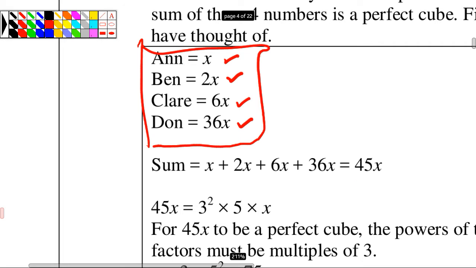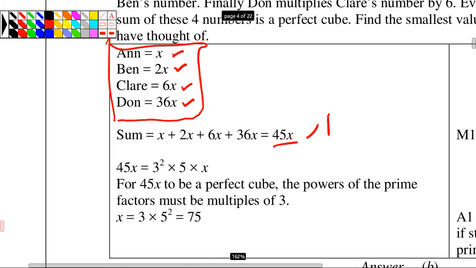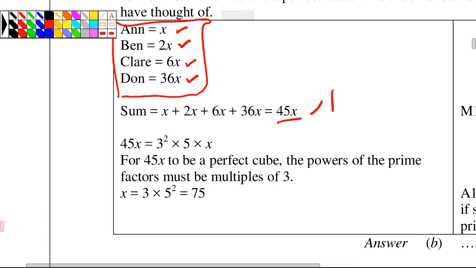Ability to get this is 1 mark. You write the 4 things, no mark. But you add everything together, 45x is 1 mark. Now, what do you want to do? This is equal to this. For this to be a perfect cube, what does it mean? The power must be divisible by 3.